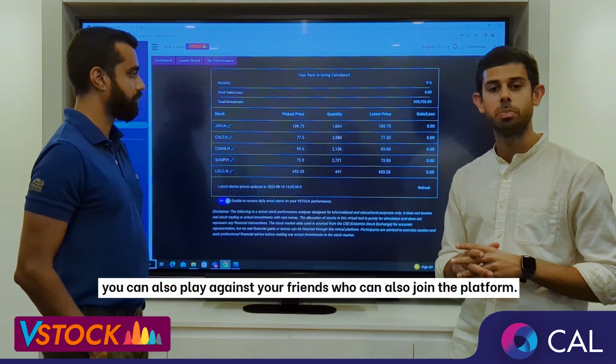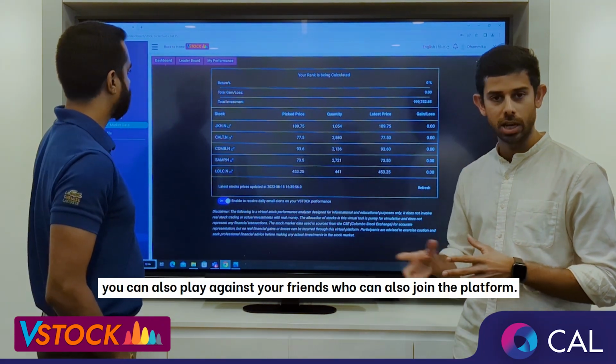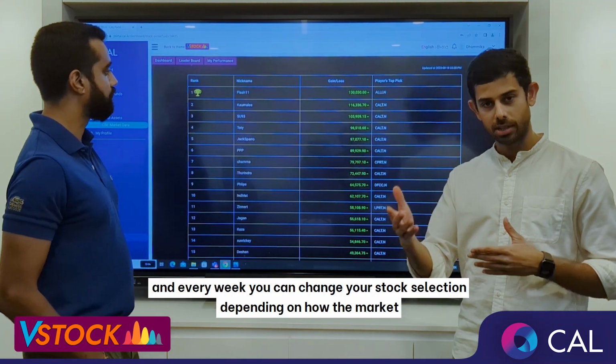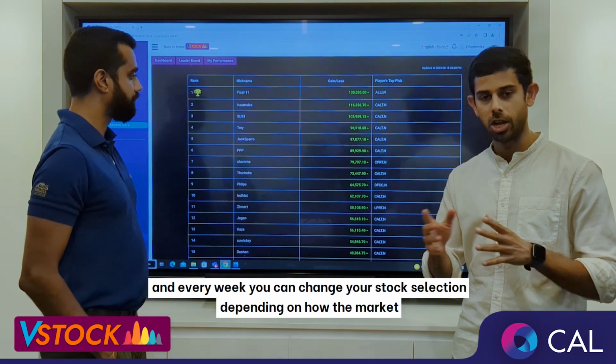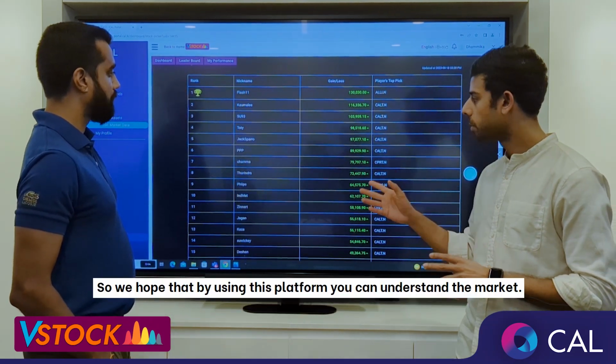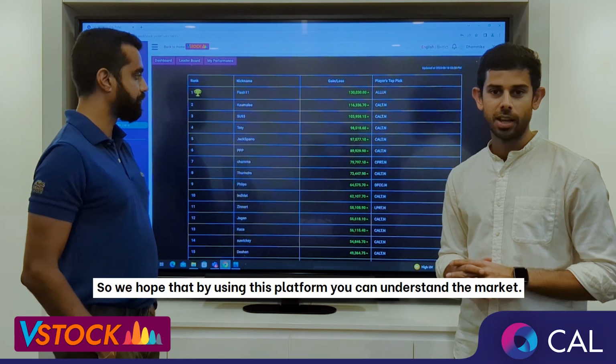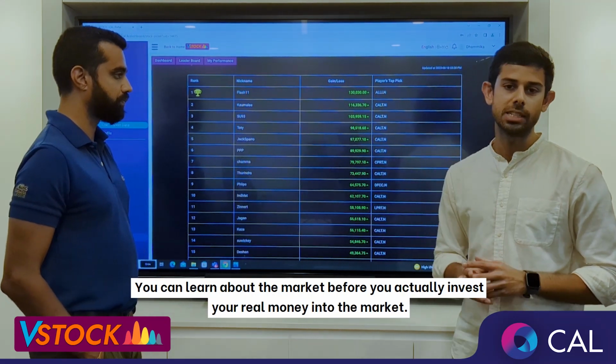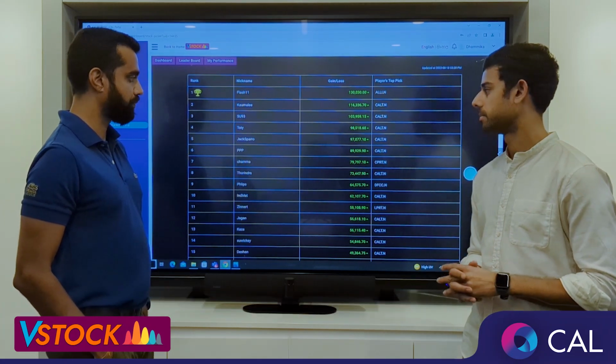Not only that, you can also play against your friends who can also join the platform. We have a weekly leaderboard, and every week you can change your stock selection depending on how the market moves. We hope that by using this platform, you can understand and learn about the market before you actually invest your real money into it.